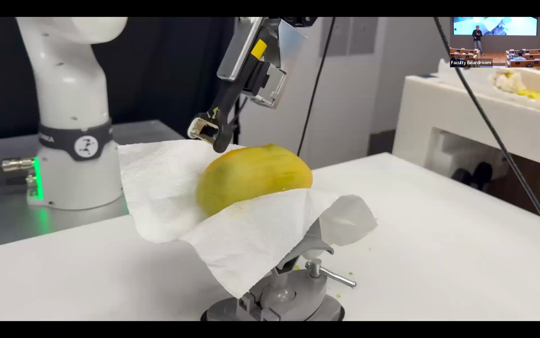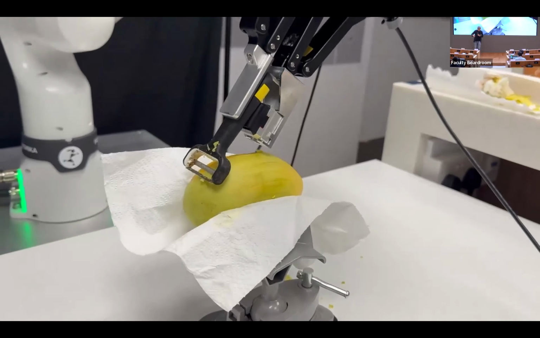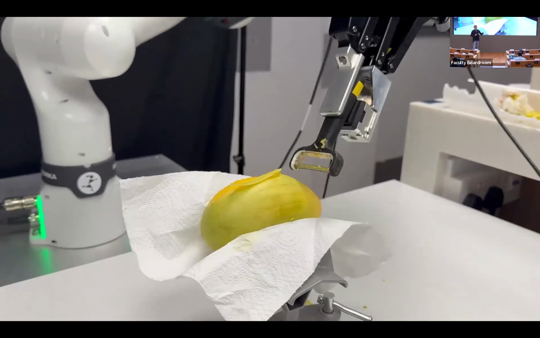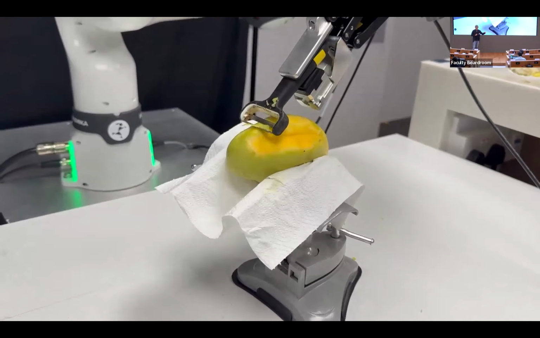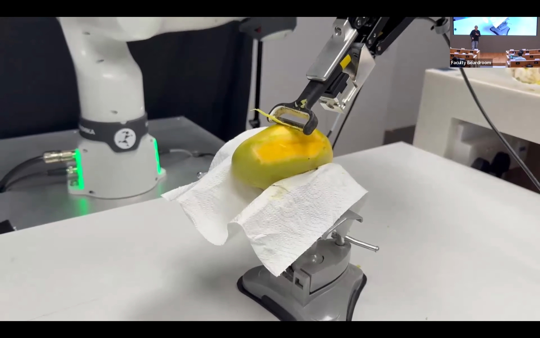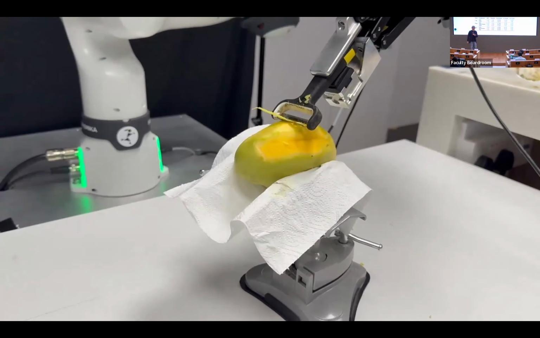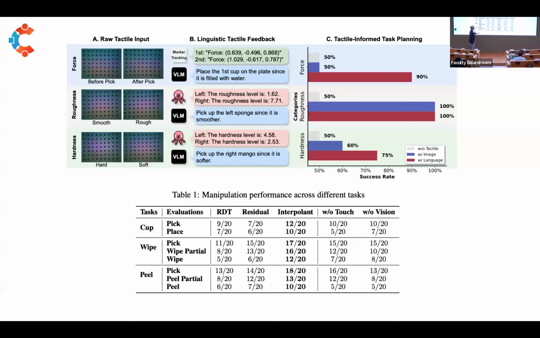This is a more challenging task where we are doing peeling. Here the robot is asked to pick the right mango and then peel it. It uses the VLM to pick the right mango, but after that, it tries to peel it, again using its sense of touch to control the peeler appropriately so you don't accidentally damage your mango. Okay, so using this kind of approach, we are able to get better performance the moment we start incorporating tactile information. That's just a takeaway. You can look at the graphs later in the paper.